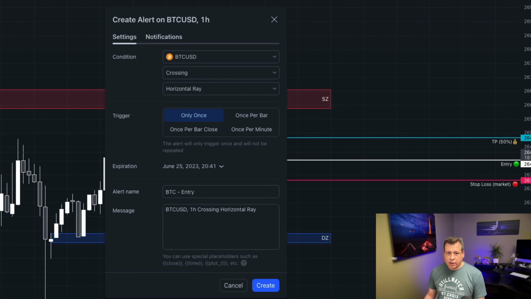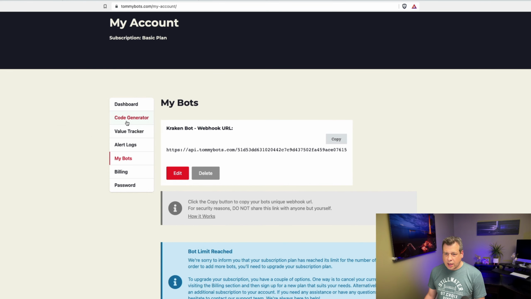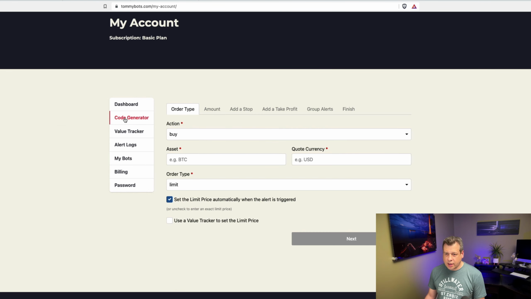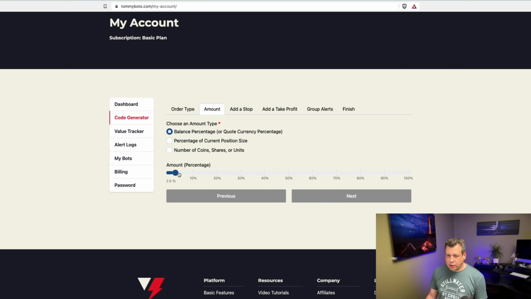And we're going to go back to TOMMYBOTS. And there's this little code generator on the side that makes it really easy to generate a code snippet for your alerts. So in this case, we want to buy Bitcoin. So we're just going to say buy BTC USD. And we'll go ahead and do a limit order, but you could do a market order if you wanted to. And we're going to click next. And you could say use 2% of my account or something like that.